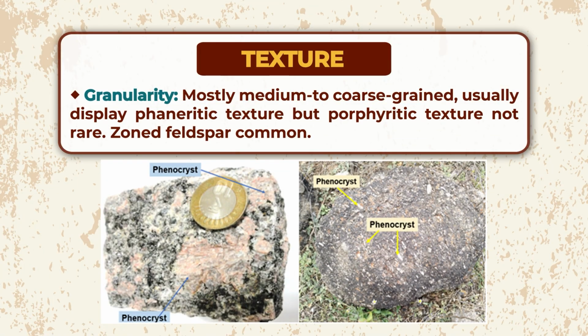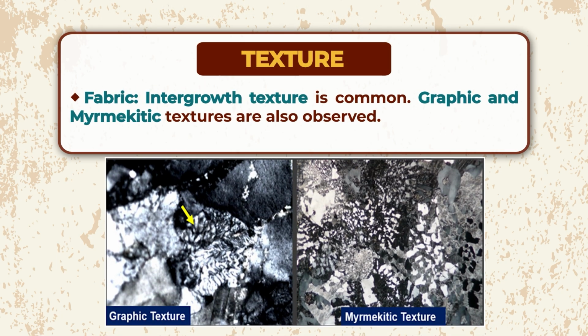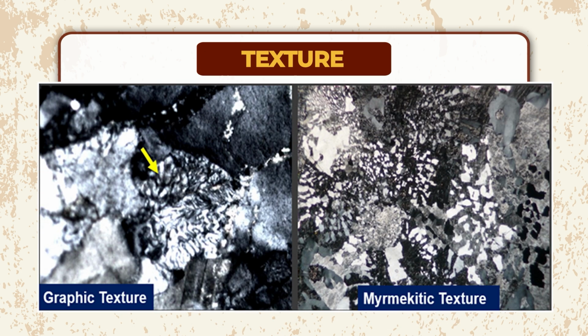Granularity is mostly medium to coarse grain, usually displaying phaneritic texture, but porphyritic texture is also there. Zoned feldspars are commonly seen. Intergrowth textures are also common in granodiorite. They show both graphic and myrmekitic textures. Graphic texture is when you have the growth of quartz in orthoclase feldspar. Myrmekitic texture is vermicular intergrowth of quartz in plagioclase feldspar.